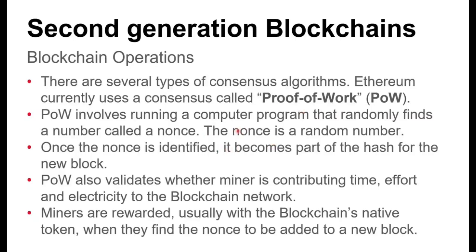Proof of work involves running a computer program that looks to solve a complicated puzzle. It's actually searching for a nonce. Nonce is a random number. Once the nonce is identified, it becomes a part of a hash for the next block. The proof of work validates whether a miner is contributing time, effort, electricity to the blockchain network. And once miners add a new block, they're rewarded in that blockchain's native token, which in the case of Ethereum would be Ether.